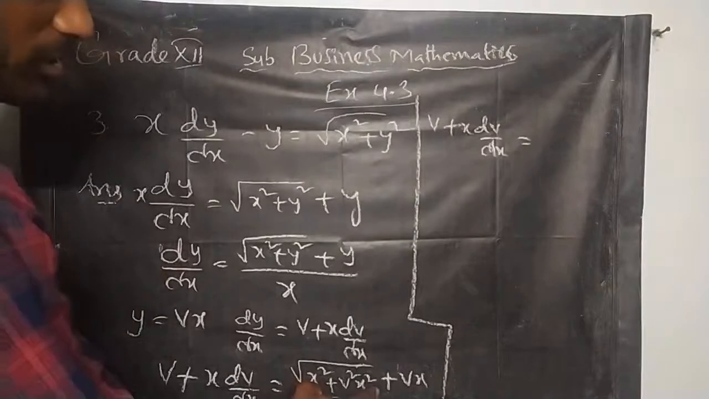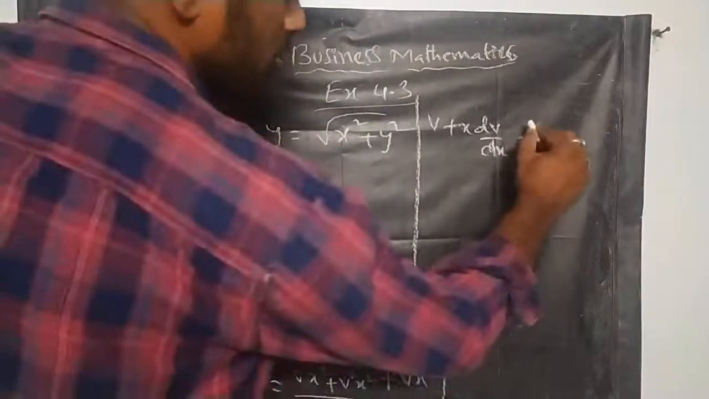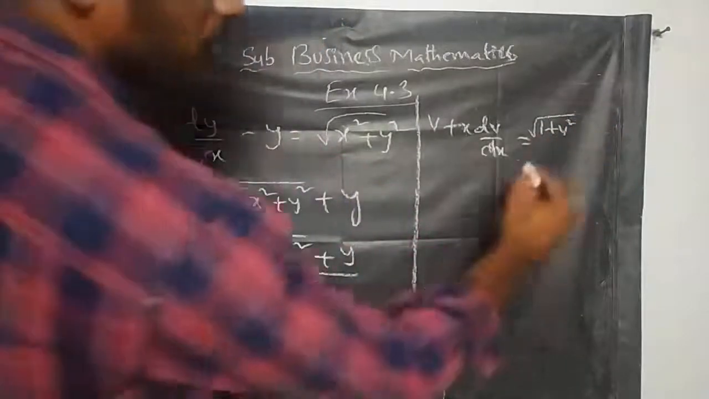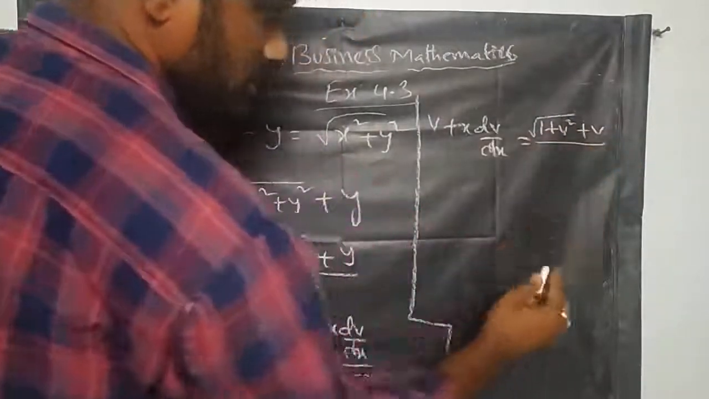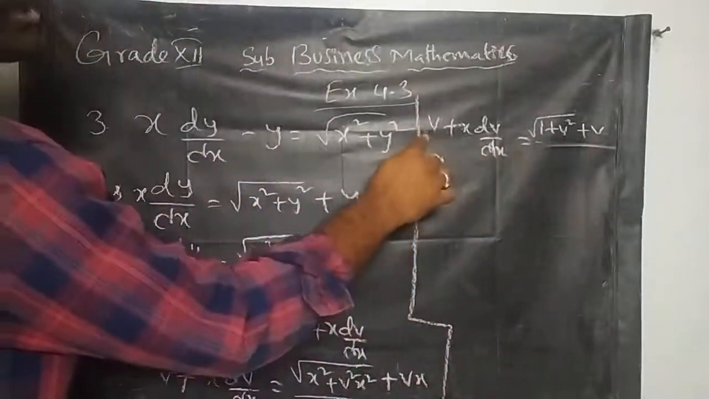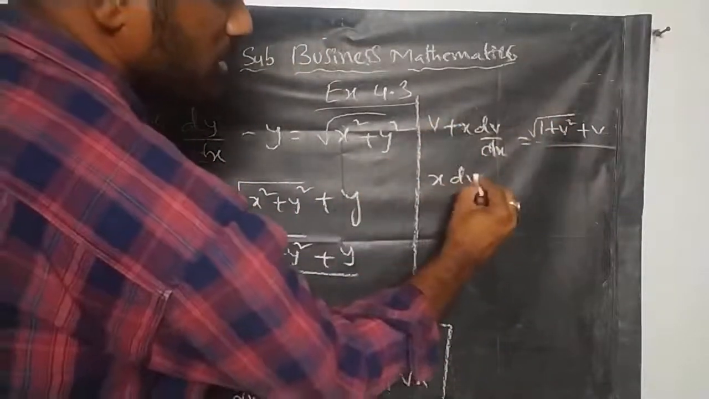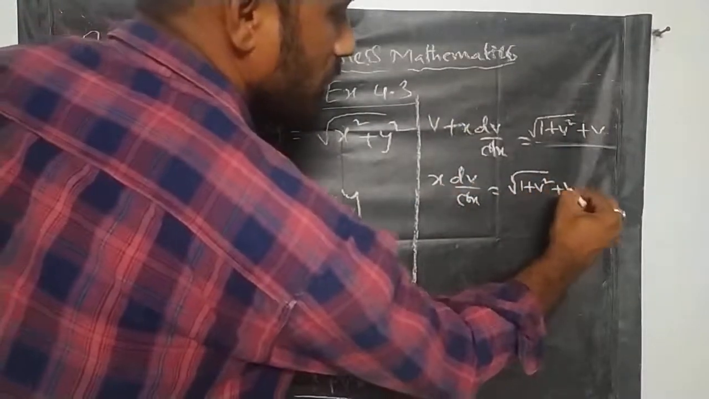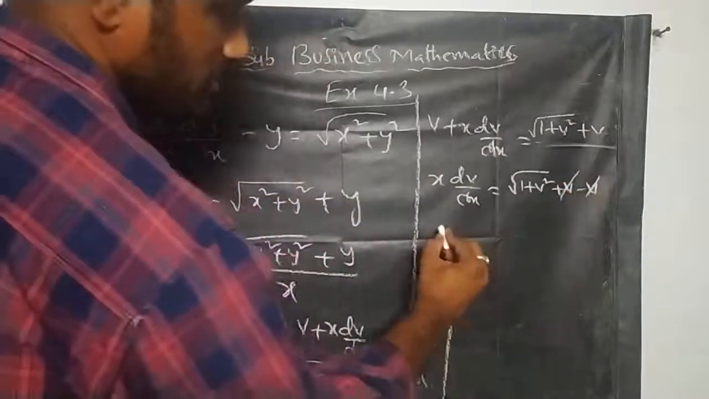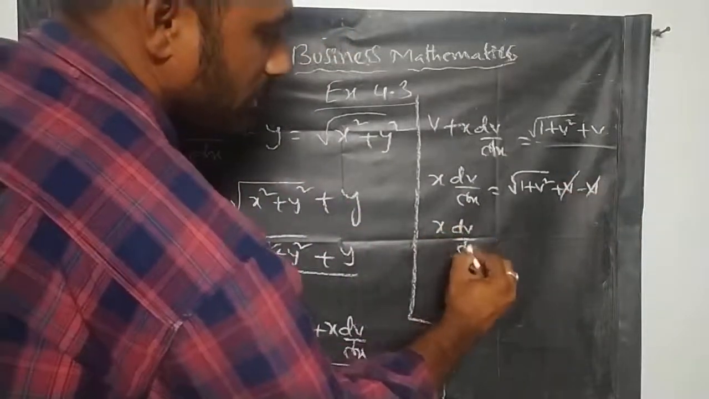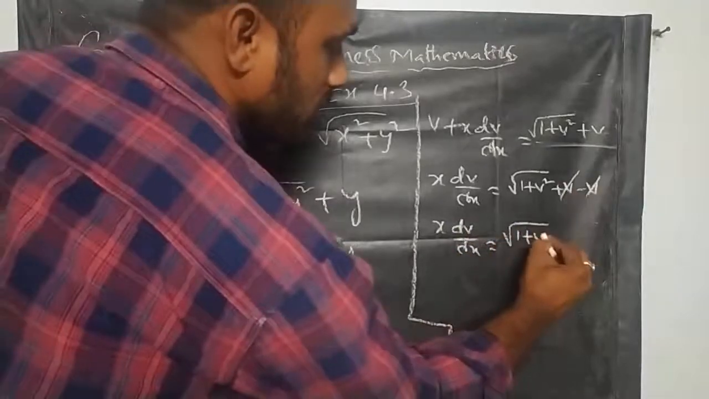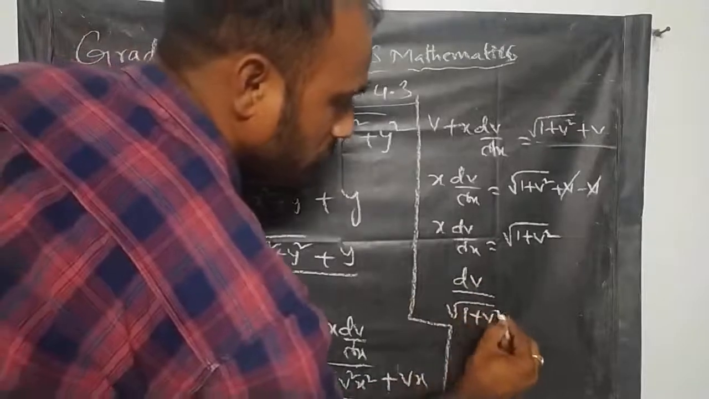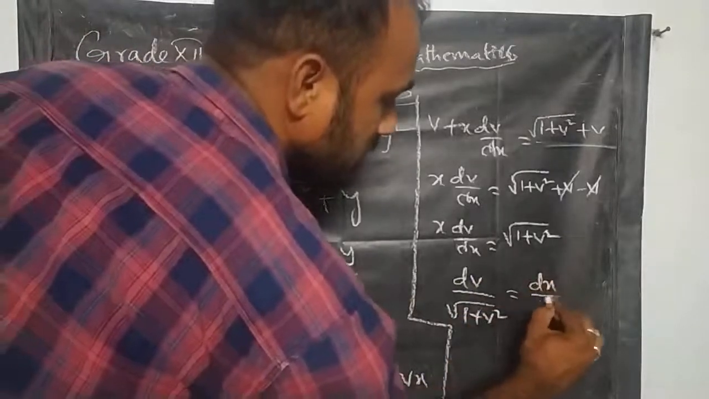Here we can take x square common. If it comes outside, it will become x. So the left terms are 1 plus v square. Here also plus v, but because x is downside, x will get cancelled. So plus v is there. If I transpose that side, it will become minus v. That is x dv by dx is equals to root of 1 plus v square plus v minus v gets cancelled. So x dv by dx is equals to root of 1 plus v square, so dv by root of 1 plus v square is equals to dx by x.